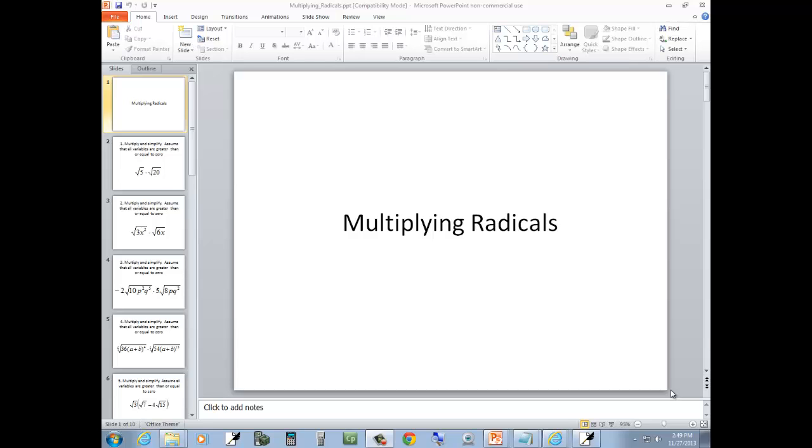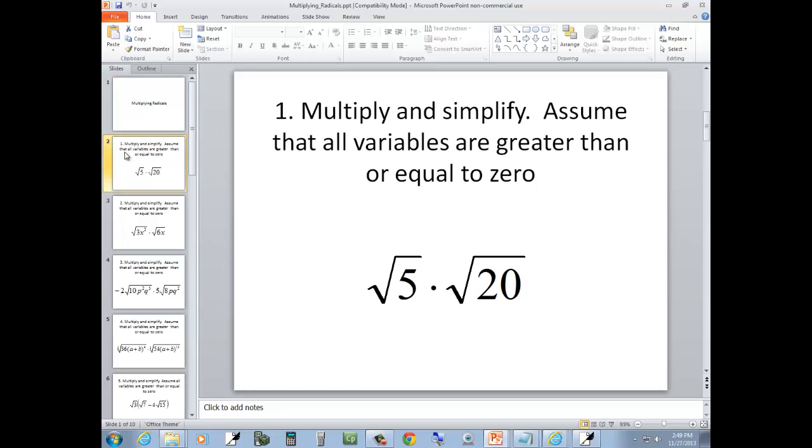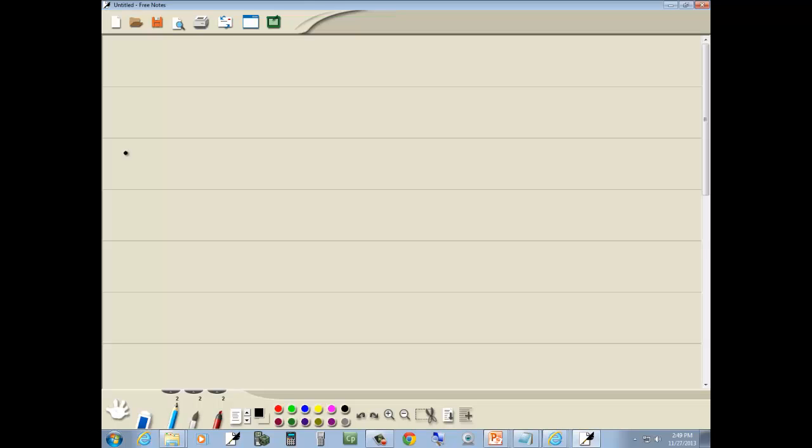Let's take a look at multiplying radicals. Let's take a look at this problem. We've got the square root of 5 times the square root of 20. Well, when your indexes are the same, then you can multiply what's underneath the radicals and put them underneath a single radical. So we'll have the square root of 5 times 20. Now we don't actually multiply them together because we're going to see if something will simplify.